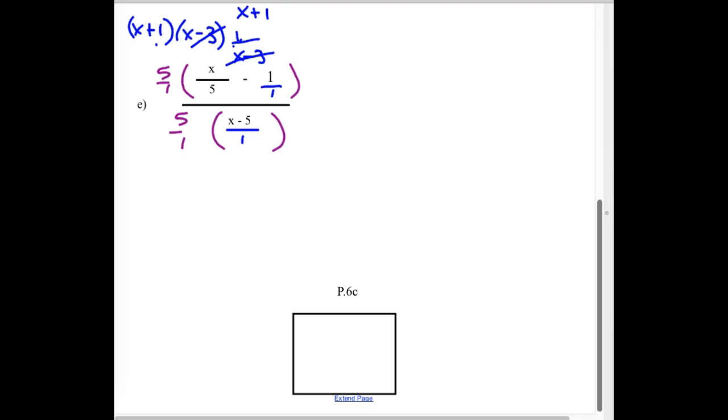All right. What happens in the top half? 5 over 1 times x over 5. What's going to drop out? The 5s. We end up with just an x. What do we get when we take 5 over 1 times the negative 1? Negative 5. Okay. On the bottom, what do we have to do? Is anything going to drop out? No. So we're going to have the 5 times the x minus 5? Yes? Now, I'm going to leave it like this for just a second.